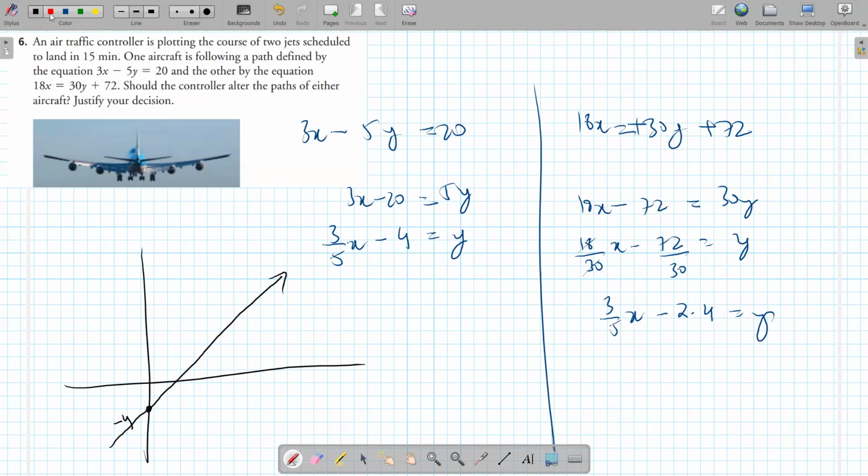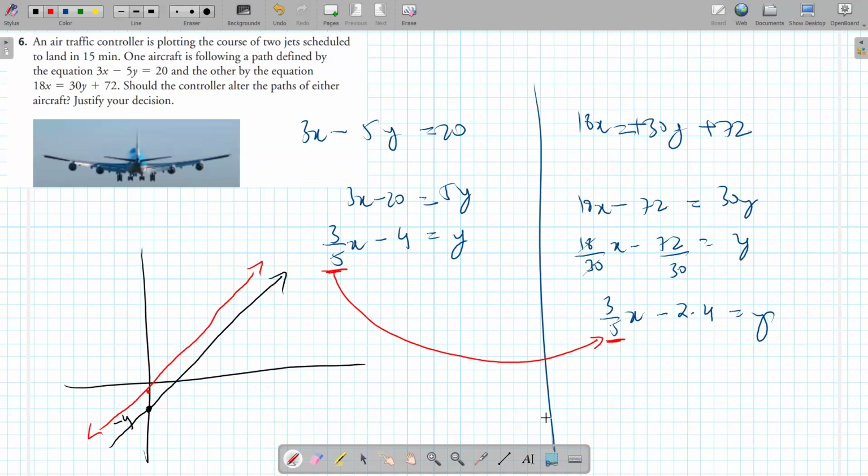The slope is 3 over 5. The other one would have -2.4 as the intercept, and the slope is the same. What's the similarity between these two lines? Something is similar between both of them. They're going in the same direction. What is this? The slope. The slope is the same.